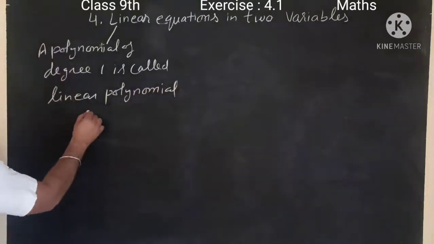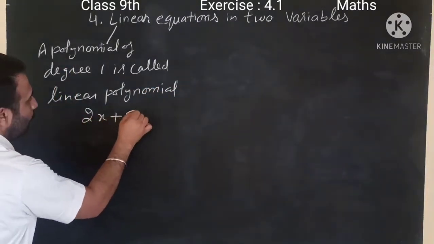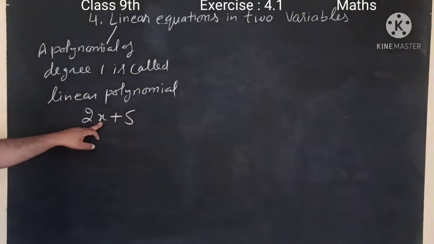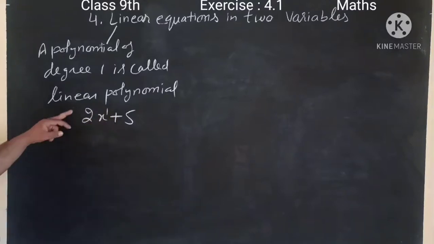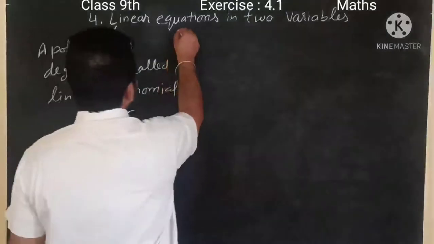For example, 2x plus 5. Here we can see there is a variable x and the power of x is 1. If the degree is 1, that is a linear polynomial. And what about equation?